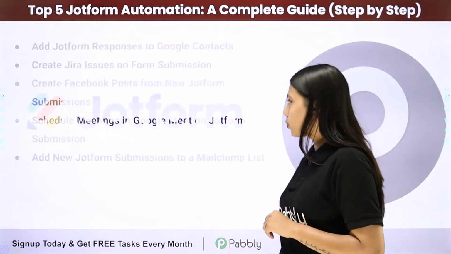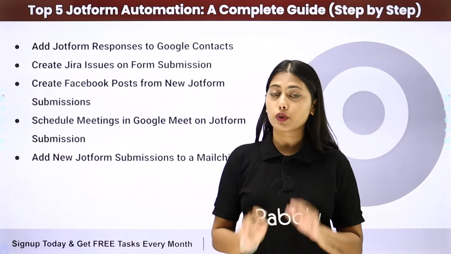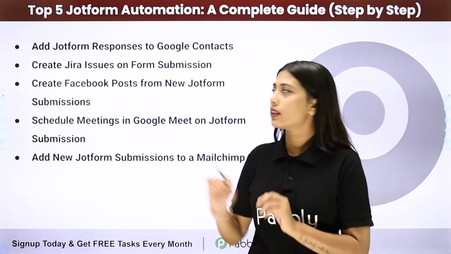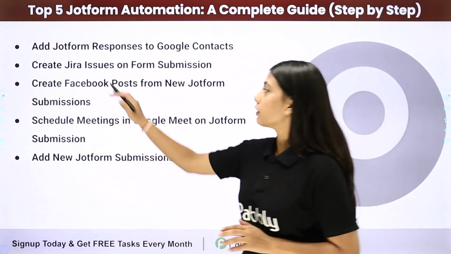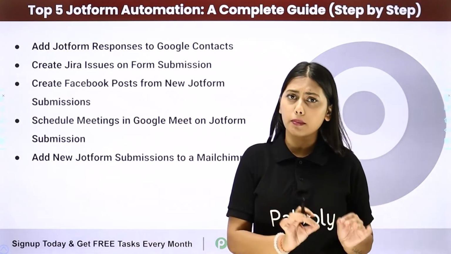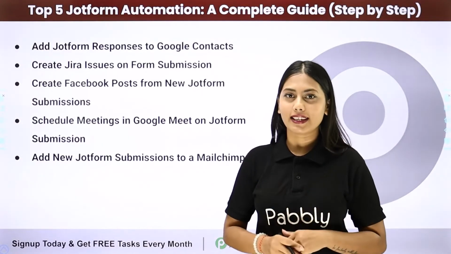So what you can do is add Jotform responses to Google Contacts, which means you do not need to create Google Contacts separately, just automate it with Jotform. Then you can create Jira issues on form submission, which means as soon as a form is submitted from Jotform, then an issue will be created in Jira automatically.